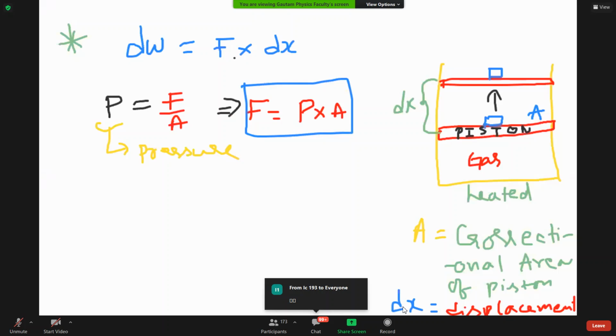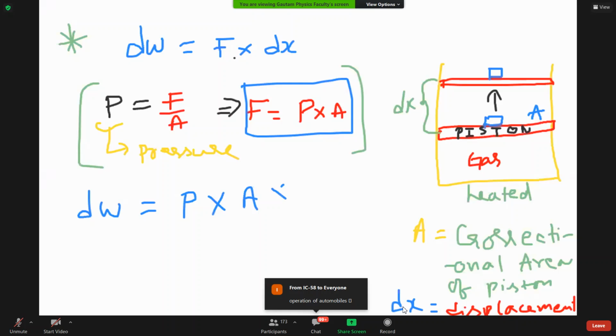Anything can happen. So force is equal to pressure into area. So dW is equal to P into A into dx. Okay, beta, please concentrate on this one. P into A into dx. Area into length will give us volume. So this is the cross-sectional area, this is dx, and this part is the change in volume.